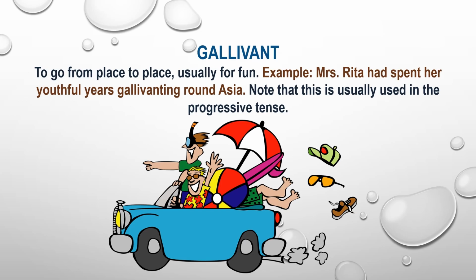Gallivant. To gallivant means to go from place to place, usually for fun. Example: Mrs. Rita had spent her youthful years gallivanting round Asia. Note that the word gallivant is usually used in the progressive tense.